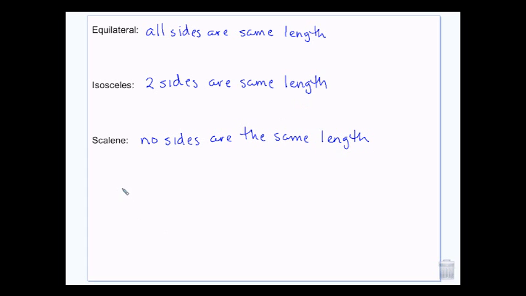Okay, so an equilateral triangle, and pretend I drew that correctly, would have all three sides the same length. Isosceles, two sides are the same length, and scalene is no sides are the same length.